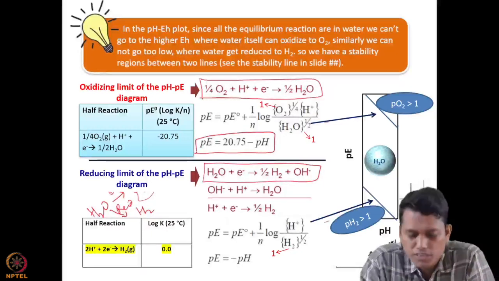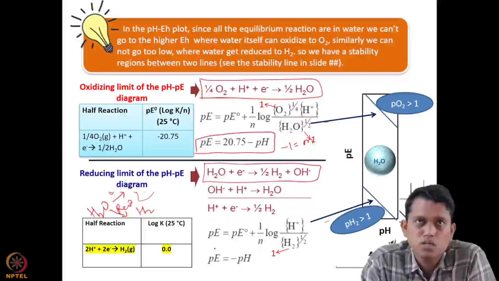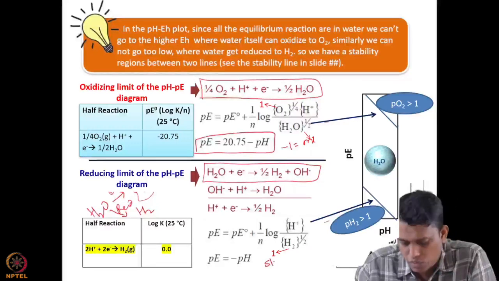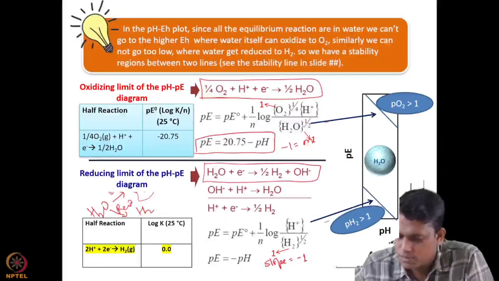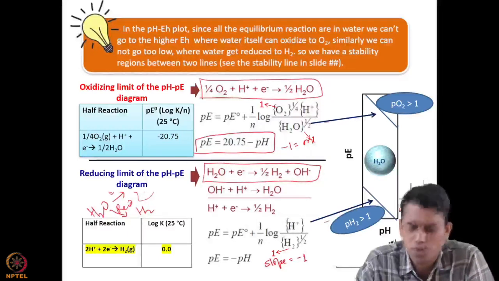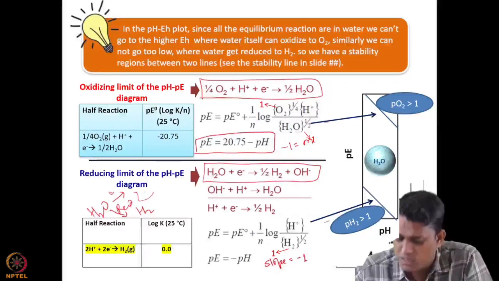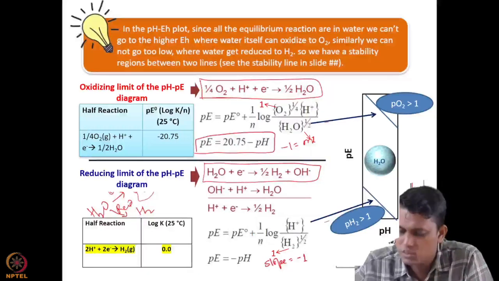Based on these reduction equations, we have derived two relationships. pE is equal to 20.75 minus pH, and here we have seen that the slope is minus 1. Here also we have derived the equation for the reducing limit of the diagram, and there also we get a slope of minus 1. Here we can see this is our oxidizing condition. Above this line, the activity of oxygen is more than 1. Similarly, below this line is the reducing limit of the media. Below this line, the activity of hydrogen is 1. And all the reactions, when we are considering the water medium, should happen inside this zone.